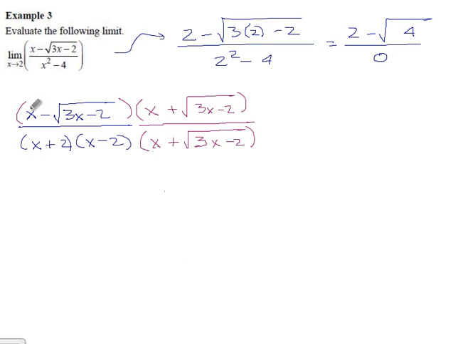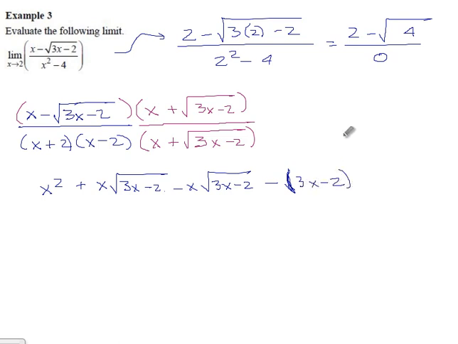If we FOIL the numerator, we get x times x. We get x times root 3x minus 2. Inside, we get minus x root 3x minus 2. And then we get minus, well, it won't be a root anymore, will it? It'll just be 3x minus 2, because the square root of 3x minus 2 times itself gives simply 3x minus 2.